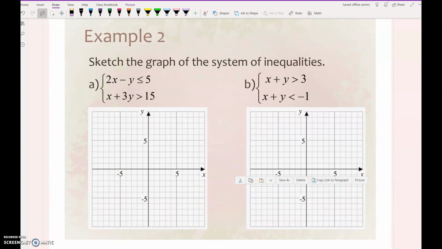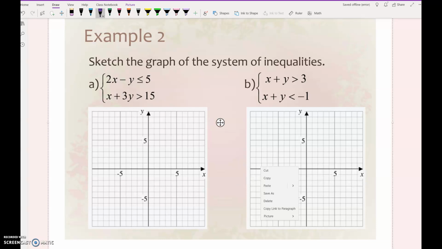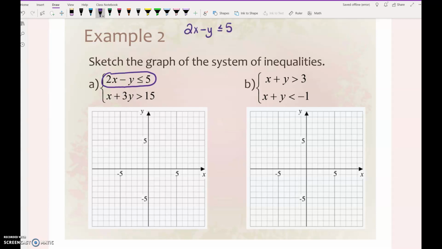Okay. On example 2, we are going to have to rearrange these inequalities to get them to look like y equals mx plus b so that we can graph them. So let's look at this first one: 2x minus y is less than or equal to 5. First thing we would need to do is subtract the 2x on both sides. That will give us -y is less than or equal to -2x plus 5.